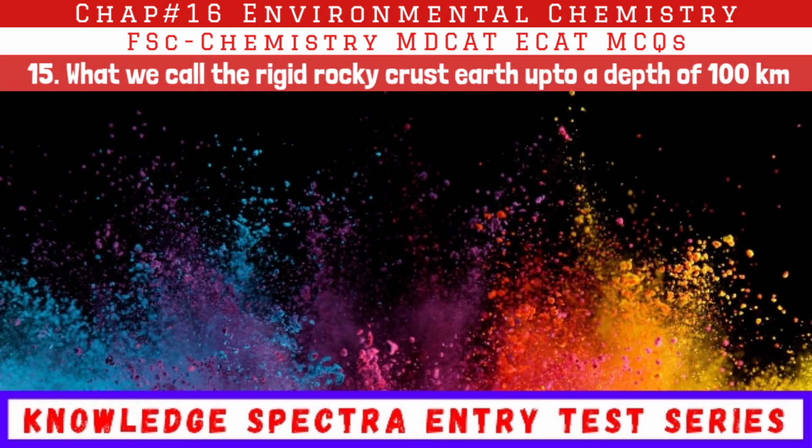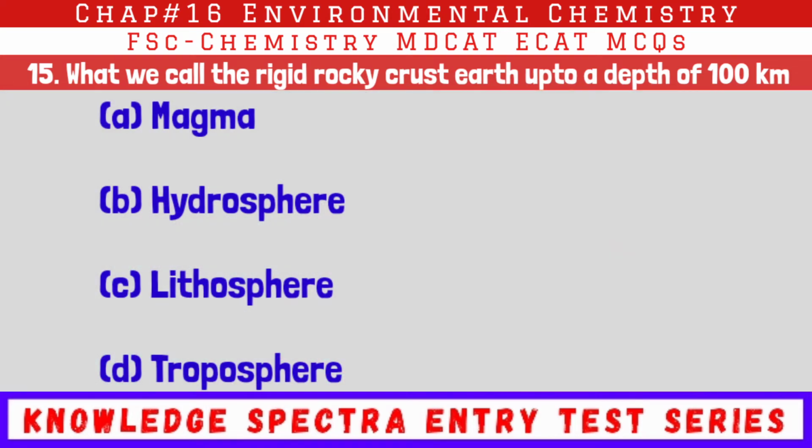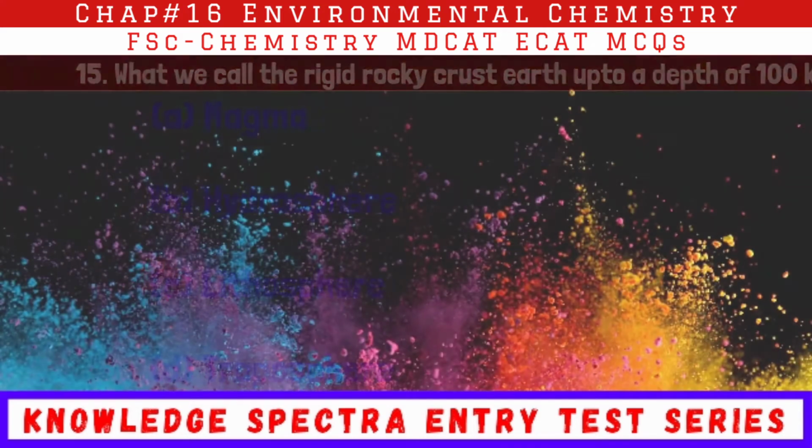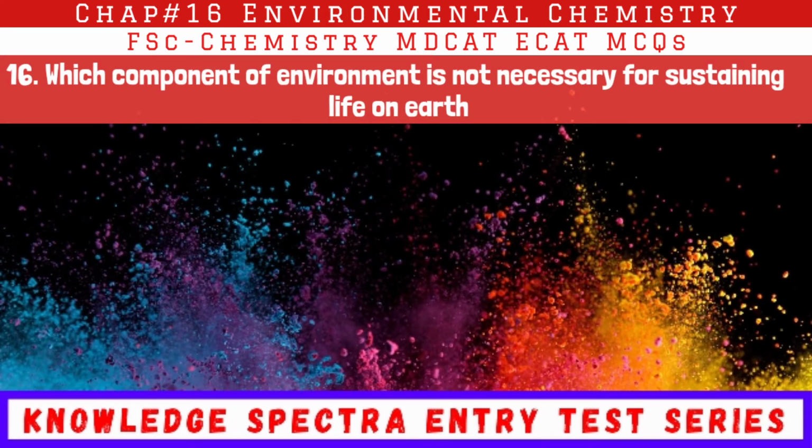15. What we call the rigid rocky crust of earth up to a depth of 100 kilometers? A. Magma. B. Hydrosphere. C. Lithosphere. D. Troposphere. Correct answer is C. Lithosphere.